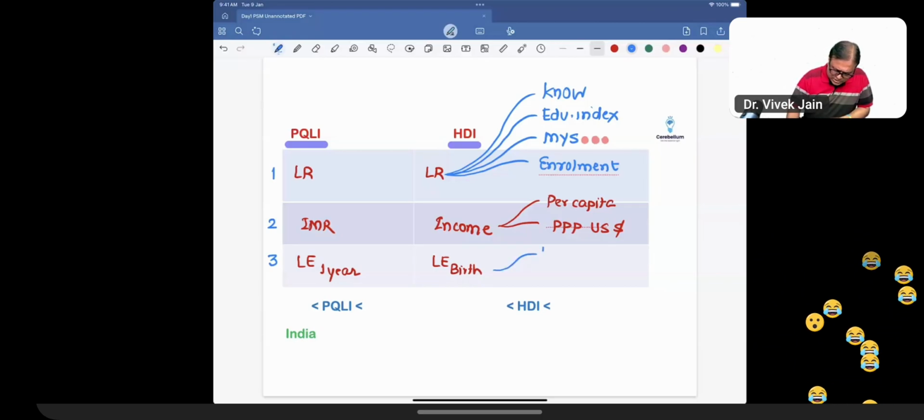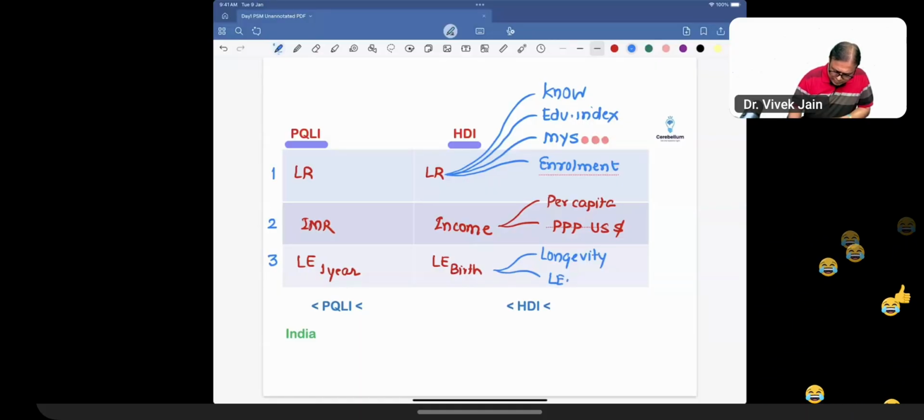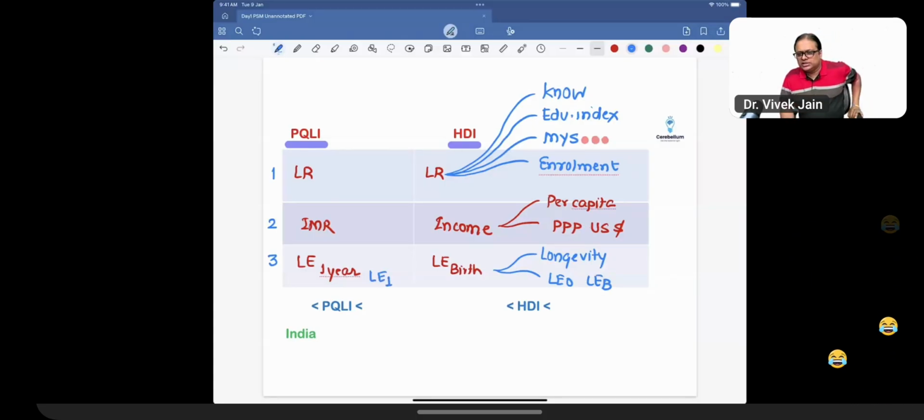Life expectancy is also known as longevity, or LE0, LEB. This is LE1. Listen to the question carefully and mark the answer. LE0 is more than, less than, or equal to LE1. See, look at the chat box. We are getting all 3 options in the answers from students, which is surprising because you just have to think logically. It will be less than.